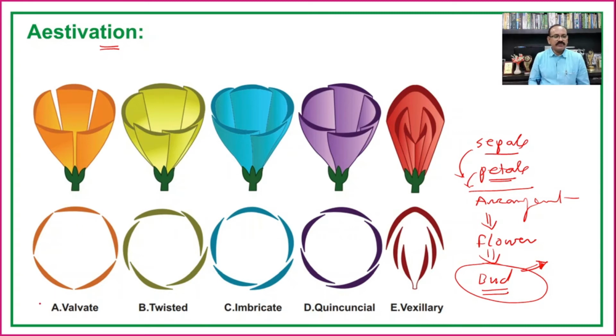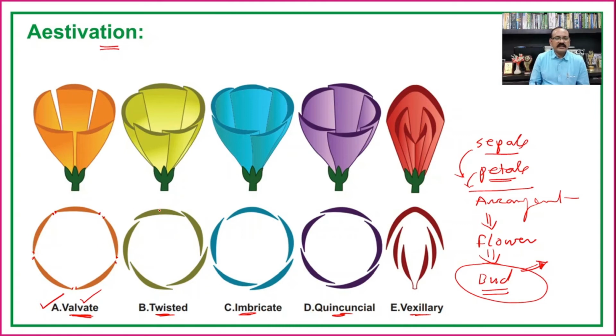Estivation is classified into 5 different types. That is valvate, second one is twisted, third one is imbricate, then quincuncial and vexillary. In valvate, all the 5 petals that we are able to observe here are present side by side and there is no overlapping between any petals. Such a type of arrangement of the petals or the sepals is known as the valvate type of estivation.